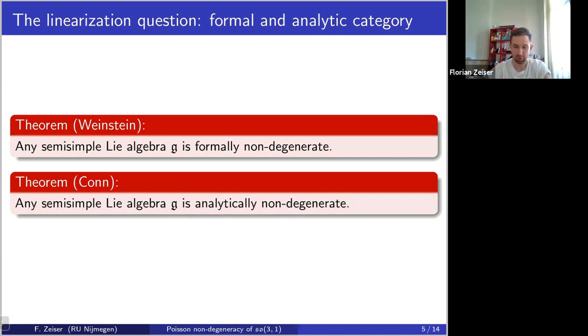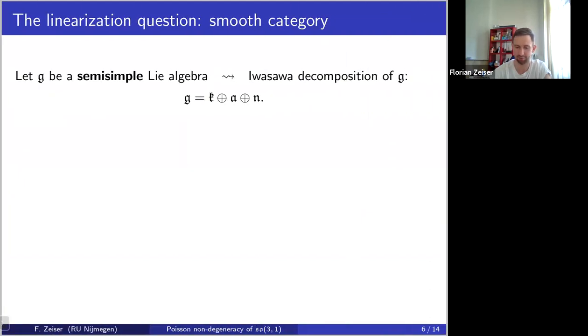Okay, so now we are turning our attention to the smooth category. And there the answer is a bit more subtle. So therefore we first recall the Iwasawa decomposition of a semi-simple Lie algebra. Any semi-simple Lie algebra decomposes into K, which is the compact part of the Lie algebra, some abelian part A, and some nilpotent part N.